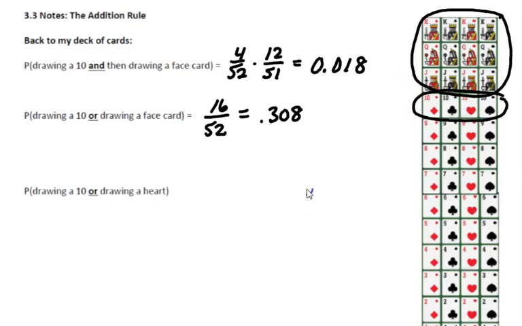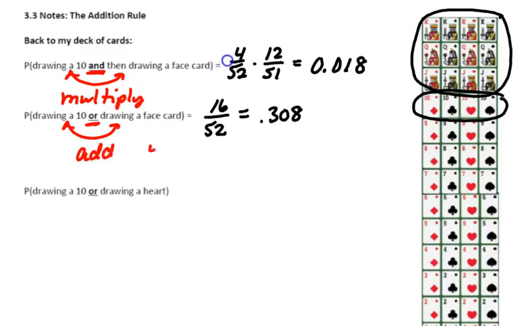Now, if you look at what's being done differently here, the word "and" gives us a clue that we are to multiply the two probabilities. So when we see "and," we think multiply the two probabilities. We do have to take into account, in this case, that the second probability changes as a result of the first event. When we see the word "or," though, we think add these two. Because what we really did was we said there's a 4 out of 52 chance of drawing a 10, and there's a 12 out of 52 chance of drawing a face card, and altogether there's a 16 out of 52 chance of drawing a 10 or a face card.